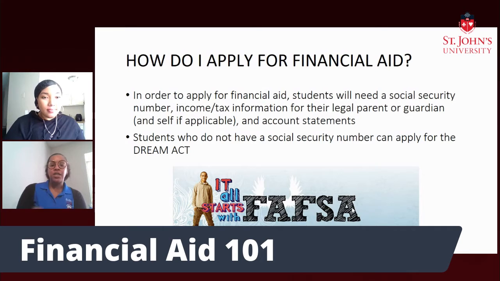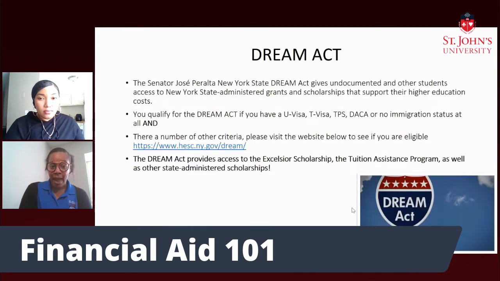Now, as I mentioned, New York State and the federal government have a pot of money set aside for students who have a social security number. For students who do not have a social security number, we have the DREAM Act in New York State. And we'll talk about this in more detail a little later. But students who do not have a social security number can apply for the DREAM Act, okay?